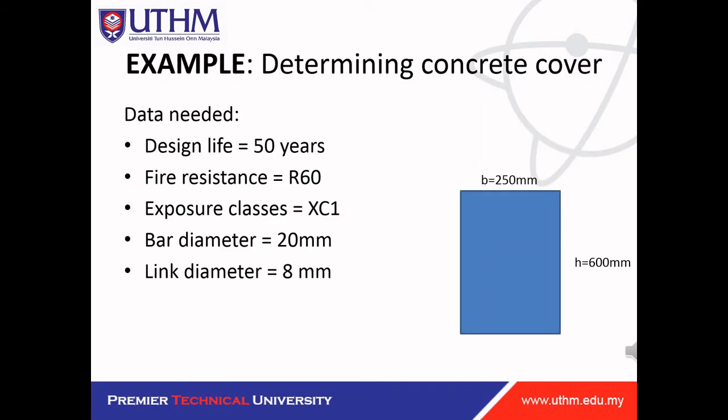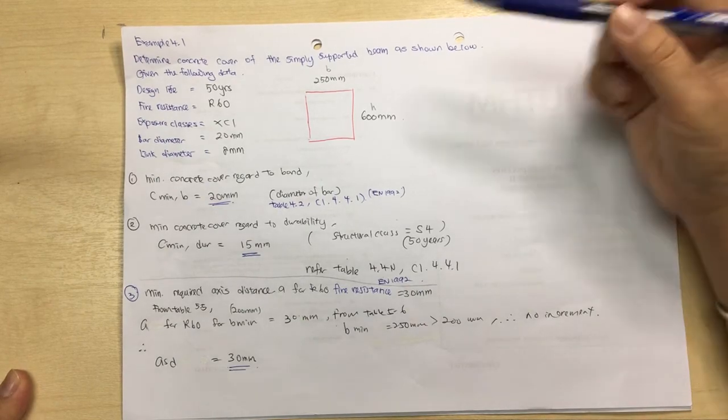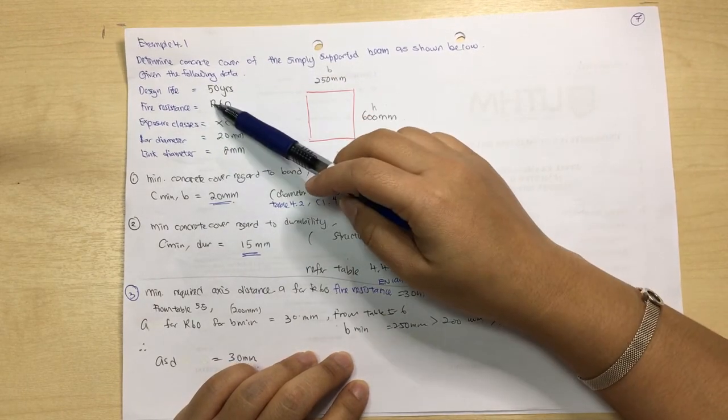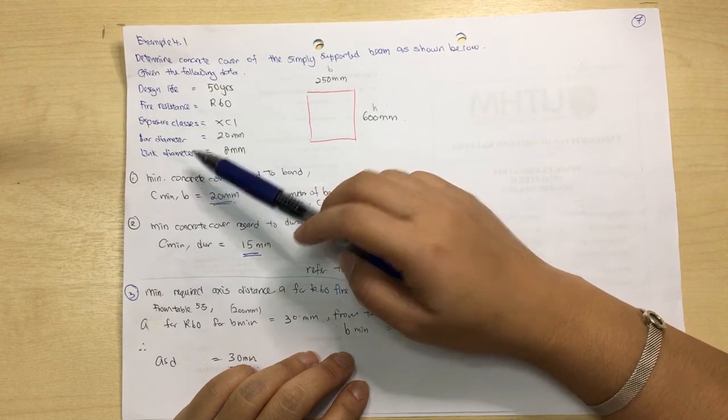So I will explain the example later for this. Determine the concrete cover for this beam, with design life 50 years, fire resistance R60, XC1 exposure class, bar diameter is 20 mm and link diameter is 8 mm. Okay, so let's solve example 4.1. So here is the example for this beam. This is a beam, 250 times 600, design life 50 years, R60, XC1, bar diameter is 20, and then the link diameter is 8.